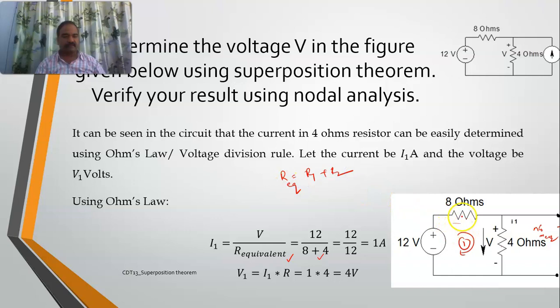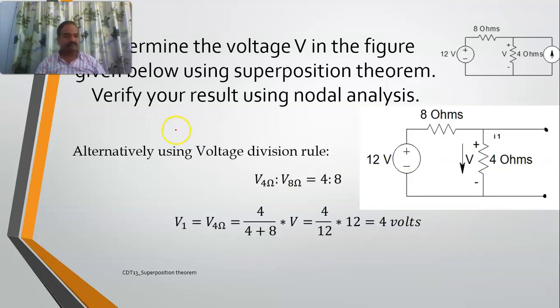So in this particular one, 8 and 4 are in series. So 12 volts divided by the equivalent resistance of 12 ohms, I'll get 1 ampere. So 1 ampere current is flowing in this one. If 1 ampere current is flowing, what is the voltage drop here? V is I into R, so 1 into 4 is 4 volts. So when only the 12 volt source is present, I'll get the voltage as 4 volts.